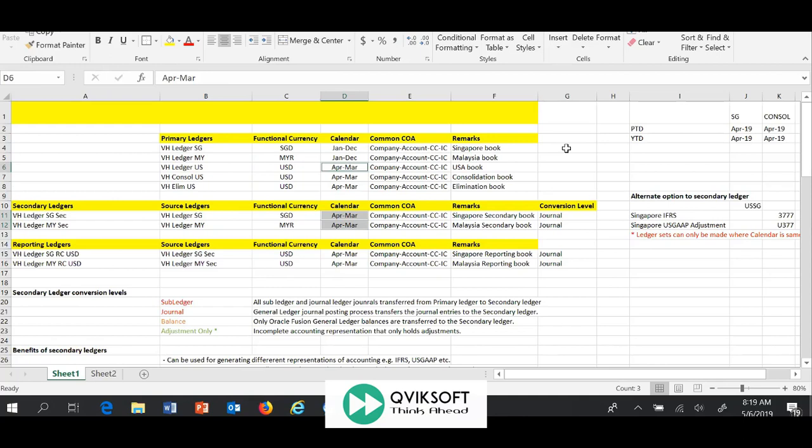So we are taking advantage of secondary ledgers. Where we are saying that my functional currency is the same, my chart of accounts is the same, but the calendar is different. So basically, to get my consolidation done, what is my consolidation currency? US dollar, right? So currently my differences are that my currency is different and my calendar is different, correct? I've done the first step. I've aligned my calendar.